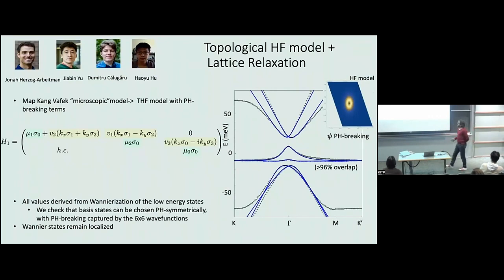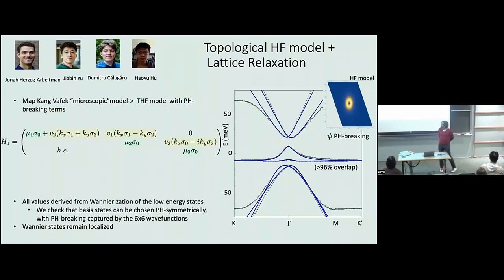And this is how well it fits. The gray and the blue are one or the other model. The gray is the Kang and Vafek model. So you see it fits remarkably well, within plus or minus Hubbard U. And again, for the localization, these are still heavy fermions. There's, I think, 97% overlap or something like this.